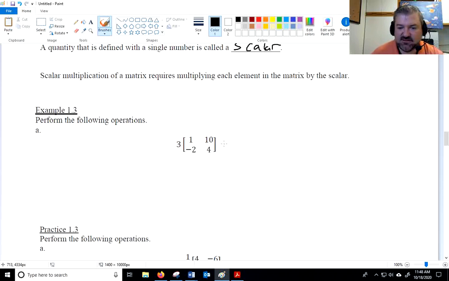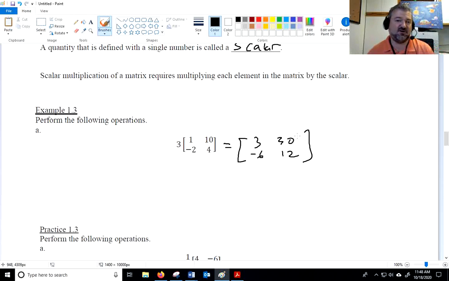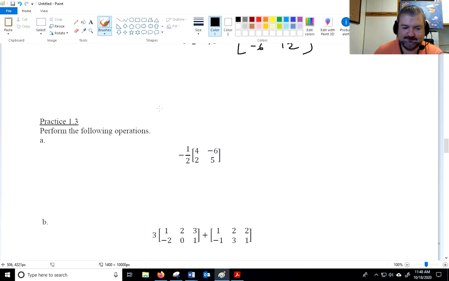We have 3 times 1 is 3, and 3 times 10 is 30. 3 times a negative 2 is a negative 6, and 3 times 4 is 12. So scalar multiplication is always defined. You just simply multiply it because it's one number. You just multiply it to each and every one, and it just kind of scales up all these values.